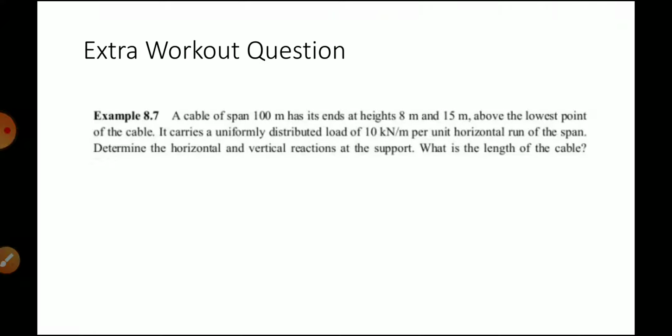A cable of span 100 meter has its ends at heights 8 meter and 15 meter above the lowest point of the cable. That is, small L is given to you as 100 meter, H1 is 8 meter, H2 is 15 meter. It carries a uniformly distributed load of 10 kilonewton per meter per unit horizontal run of the span. W is 10 kilonewton per meter. Determine the horizontal and vertical reactions at the support and what is the length of the cable. So same type of problem, just formula substitution. So work it out yourself.